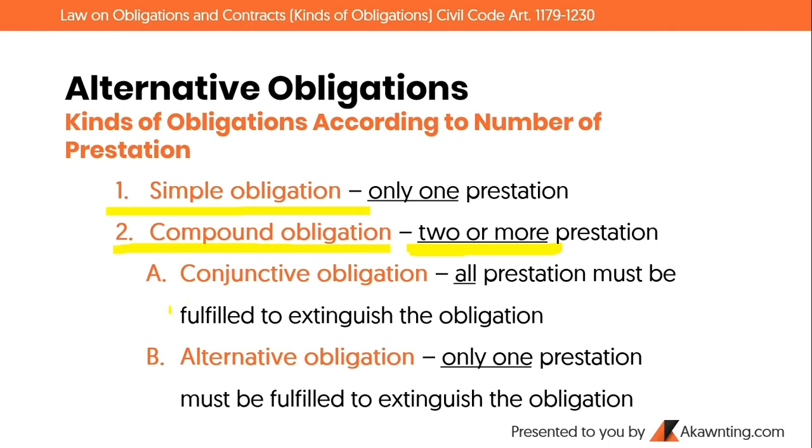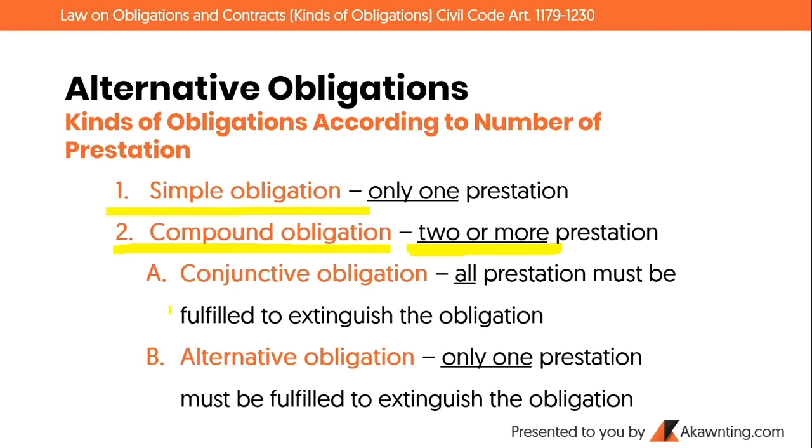Okay? And furthermore, itong compound obligation na ito, which refers to 2 or more prestation, pwede pa siyang mahati into 2, which is first, the conjunctive obligation. So, in conjunctive obligation, there are 2 or more prestation, and the fulfillment of all the prestation will be the key to extinguish the obligation. However, in letter B, alternative obligation, it only gives you an option. Okay? Among those prestation, the fulfillment of only one of the prestation, for example, meron tayong 3 prestation, pag na-fulfill mo lang yung isa doon, may extinguish na yung obligation. Okay? So, that's the difference between a conjunctive obligation and an alternative obligation.